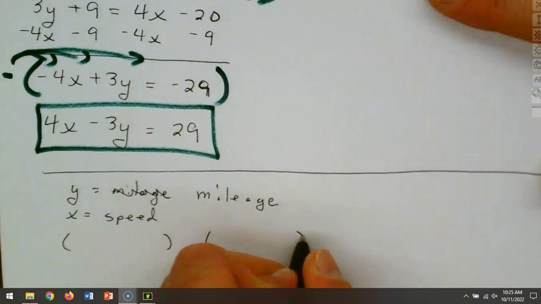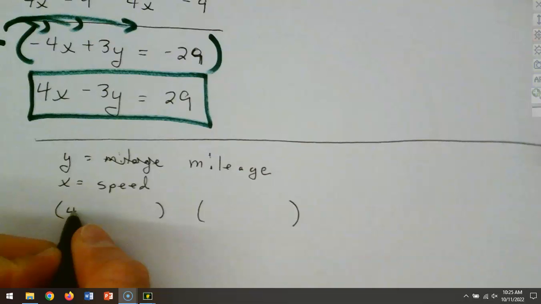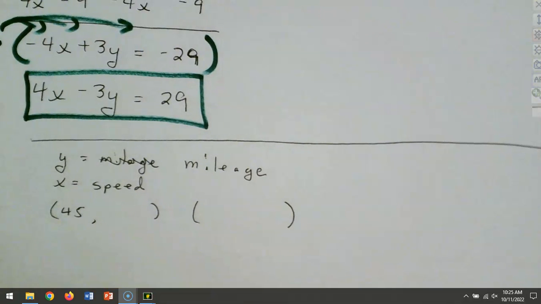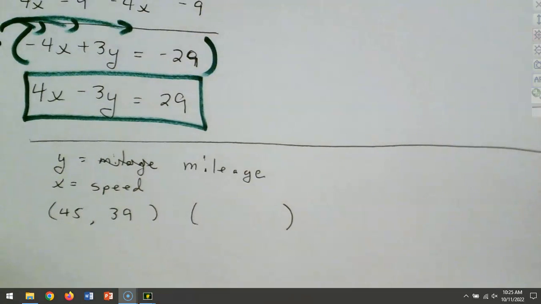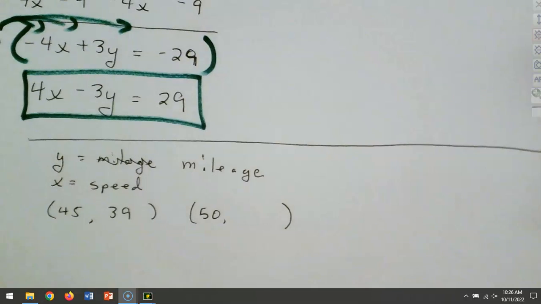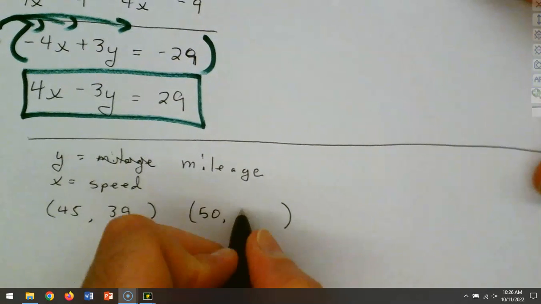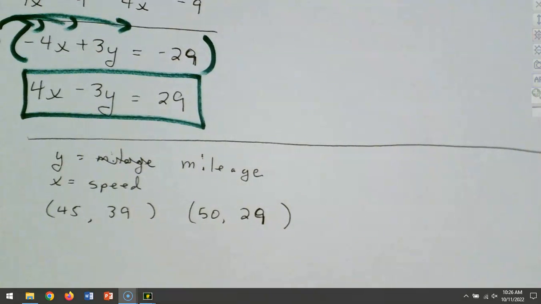Okay, let's get our two ordered pairs. So what do we know? She's traveling at 45 miles per hour. So that's your X. X is the speed. So that's 45. And what's her miles per gallon? 39. Then she increases her speed to 50. And when that speed is 50, what's your miles per gallon? 29. So it's going down.